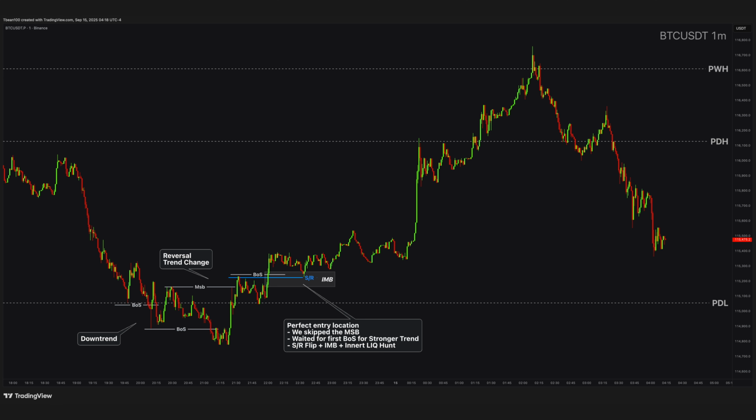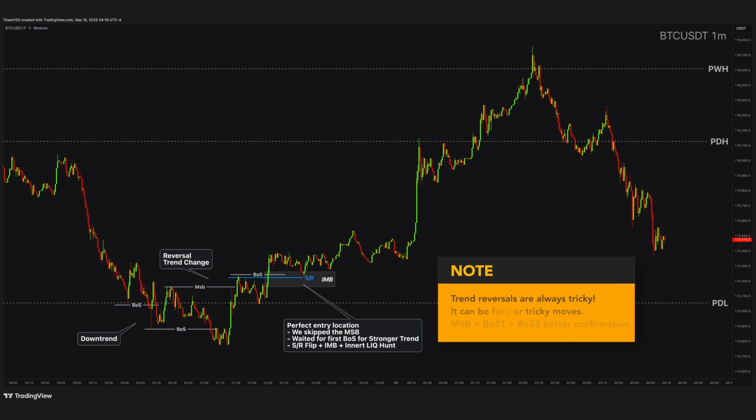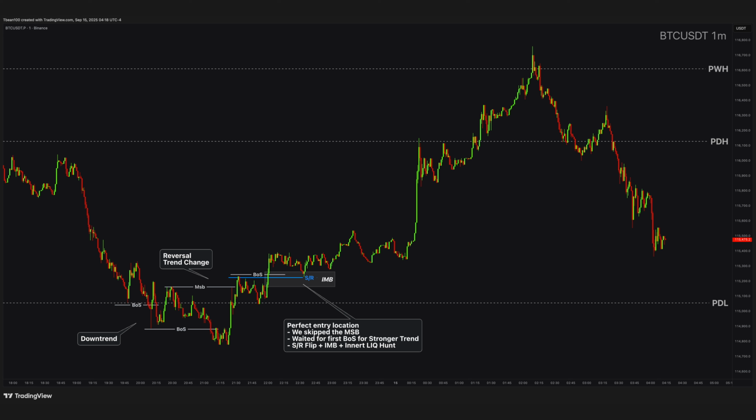imbalance in the market. Like I always say, sometimes skipping those very first market structure breaks can actually be more beneficial, because the reversal may not happen immediately. But when you spot that first confirmed break of structure, it often gives us much better trades, just like we see in this example.